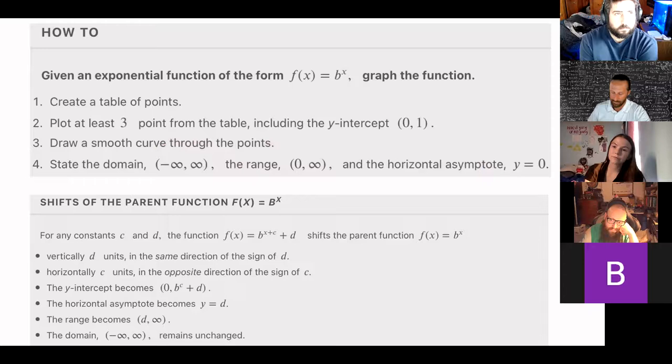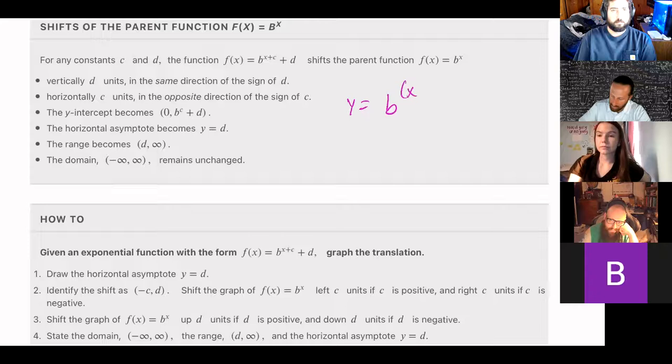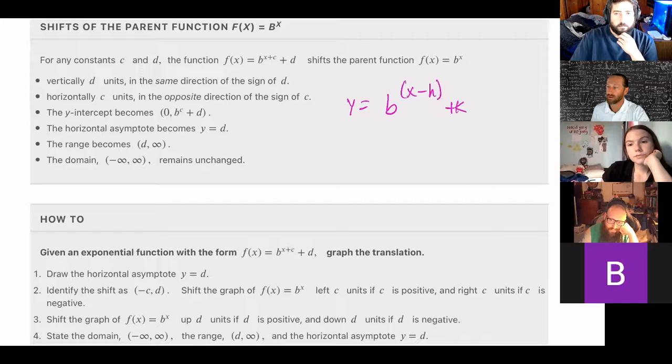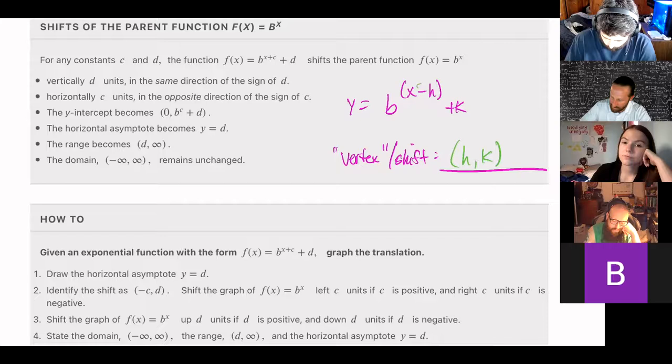But what do we want to be able to do eventually? We want to shift that parent graph. And remember the parent graph, the base is the most important. And if we have something being done to the x, do you guys remember what we did for the x? Opposite. Very good. So I'm going to write it just like we had in the last unit. I'm going to write the HK stuff. And so our quote unquote vertex, or shift, is going to be by that HK. And remember, we're going to do the opposite.